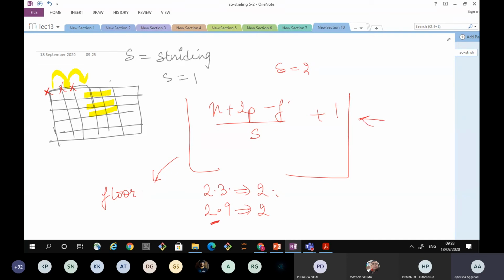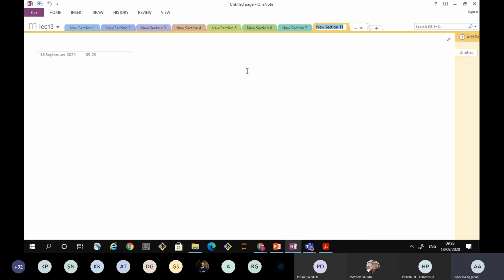So whenever you are setting up your model, first of all, you have to decide your padding size and your striding size, and then after padding and striding, you give your image as input to the model. Okay. So two concepts we have discussed.